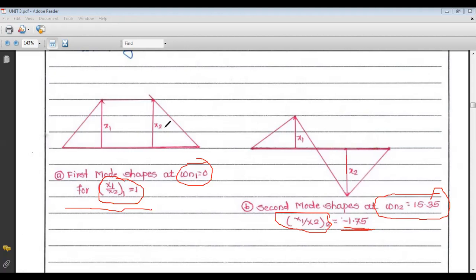So this is the example, or problem, we have seen. We have seen two problems in this lecture. So I will end today's lecture.